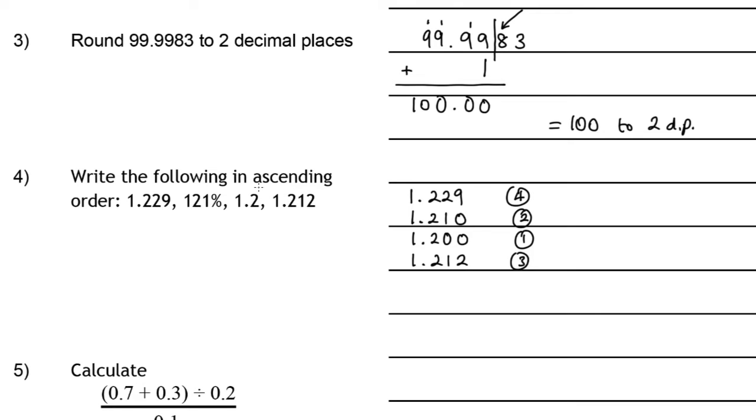We have to write these in ascending order, so from smallest to largest. The smallest one is this one here at 1.2. The second one is 1.21. That came from this one here, 121%, so we have to write these using these original values here. The third one is 1.212. And the last one is 1.229.